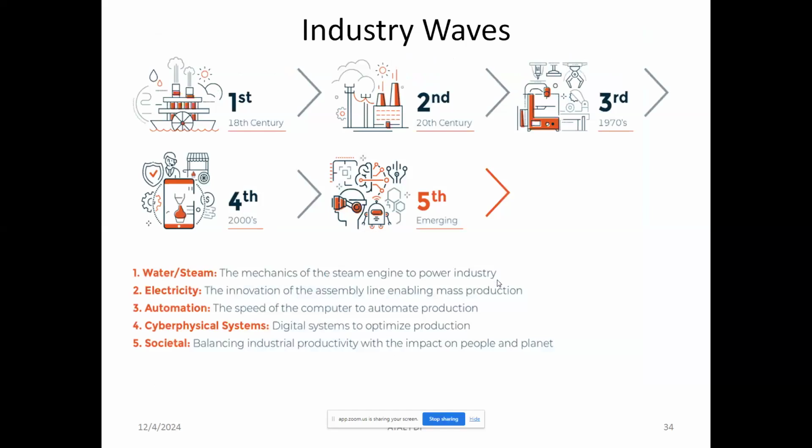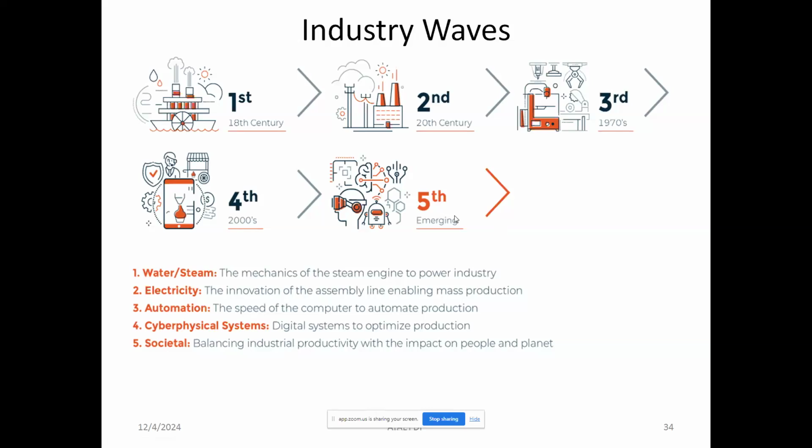So this is the 18th century. Second one is the 20th century. From 1917 onwards, third revolution, and 20th century. 2000 onwards, fourth revolution. Nowadays, it is emerging. So once again, the last one, after automated cyber systems, so digital systems to optimize the production, and now industry 5.0 deals with balancing industrial productivity with impact on people and planet. So people and planet. So there will be a customization, there will be a relationship between the people and the planet via industry 5.0. So that's why there are various kinds of industrial waves with various industrial revolutions.